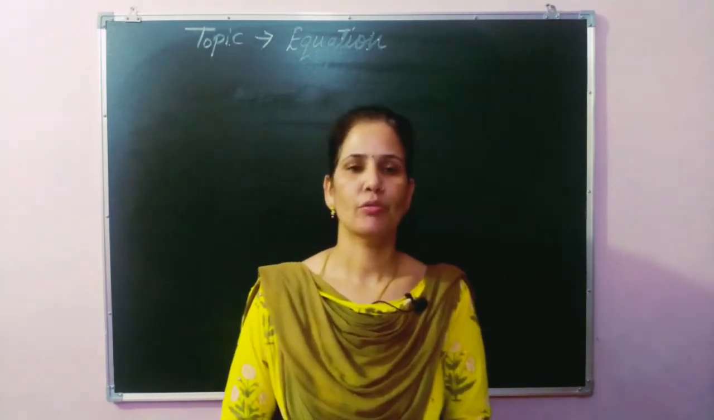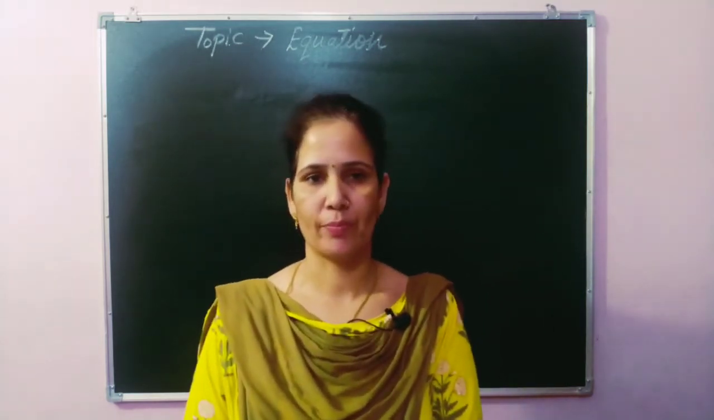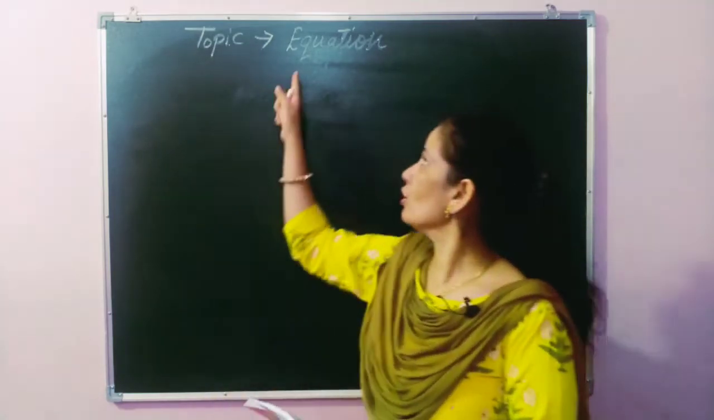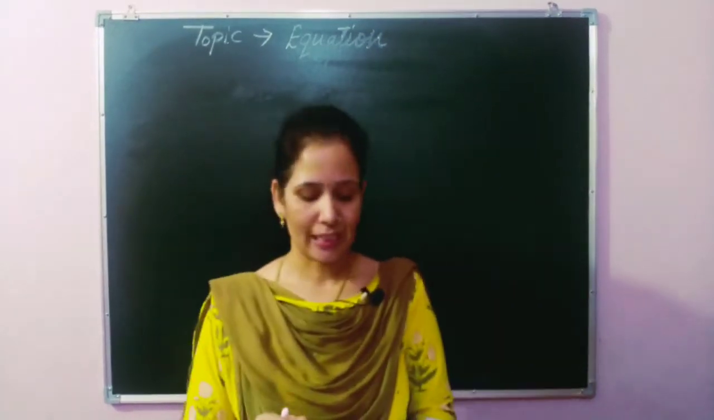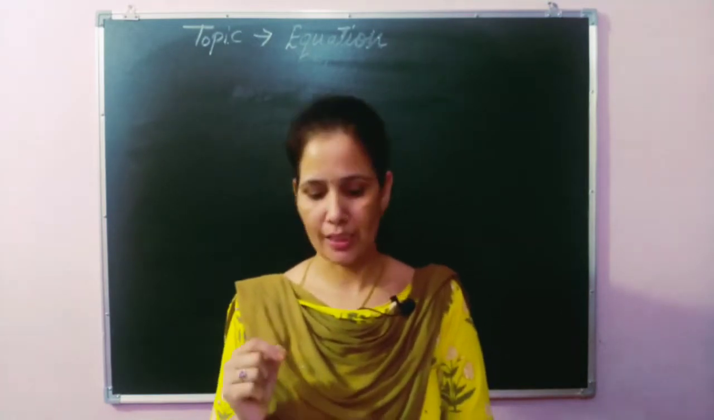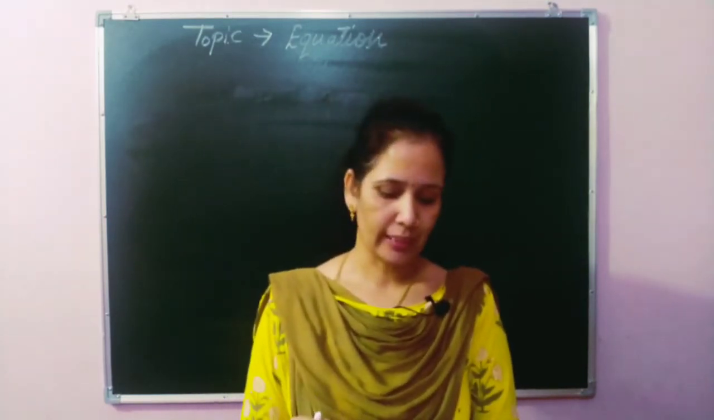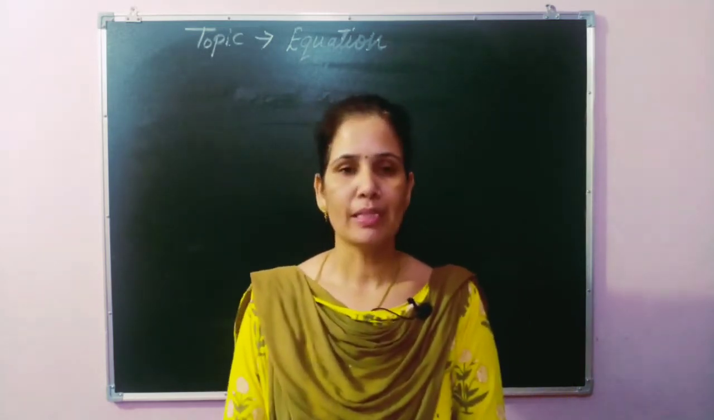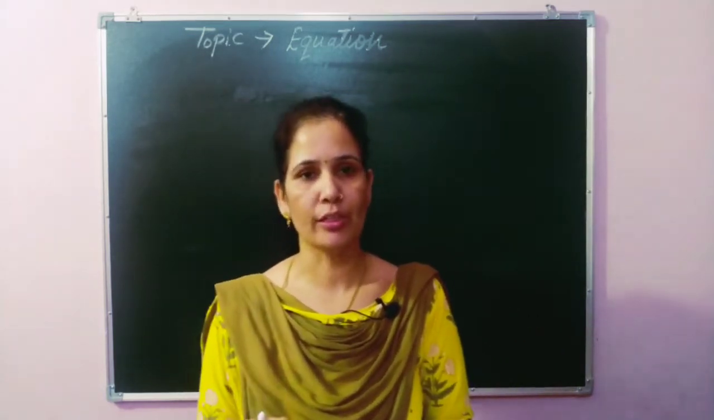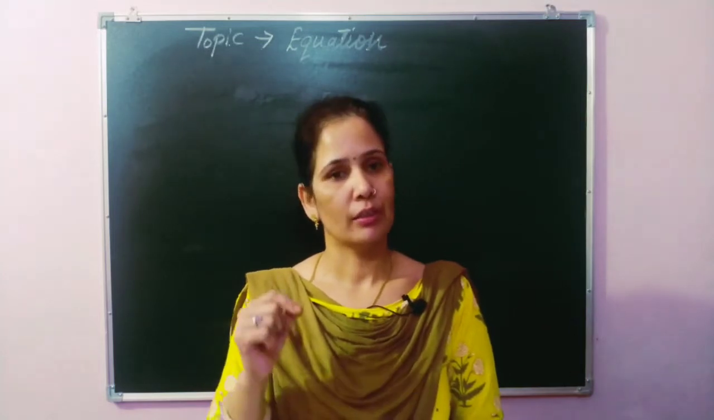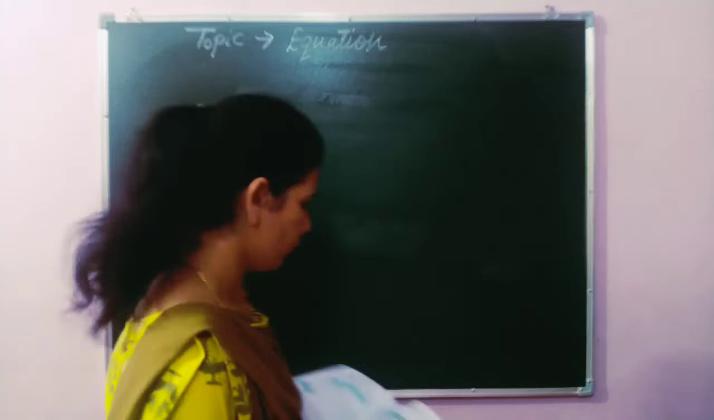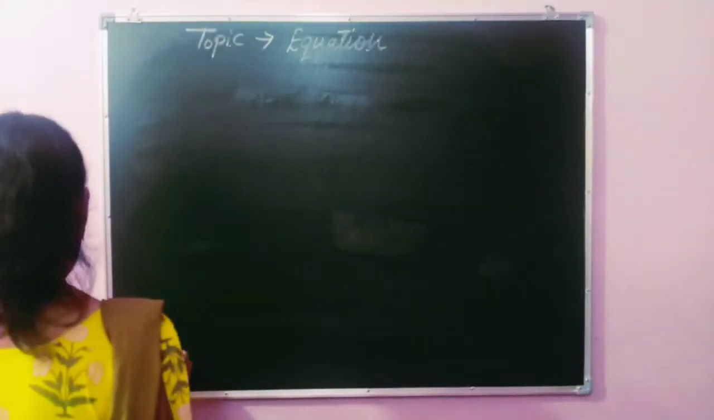Yesterday we discussed the rest of exercise 7.2. Now today we are going to start a new topic from this chapter, that is equation. Students, first of all I am going to explain the meaning of equation. An equation is a conditional statement written algebraically which is satisfied by a definite value of the variable or variables. It means when we solve that equation, we get the value of that given variable. For example, I am giving you one example of an equation.